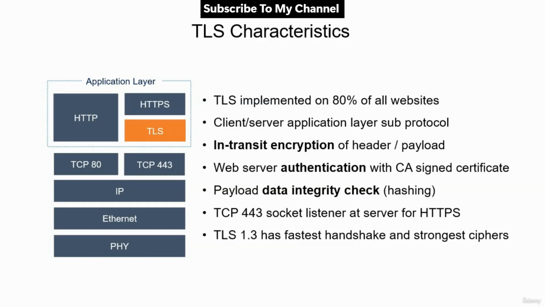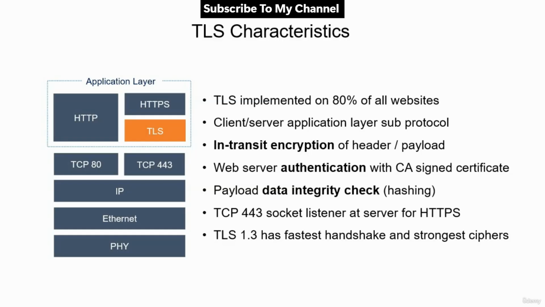The primary one and the most well-known is called in-transit encryption of header and payload. So it will actually encrypt all the header and payload. When it goes through the firewall, the firewall won't see the contents as it transits. That's important to keep in mind as well. In transit, of course, is anything that's in transit between client and server.